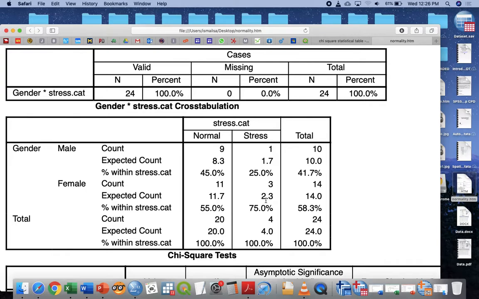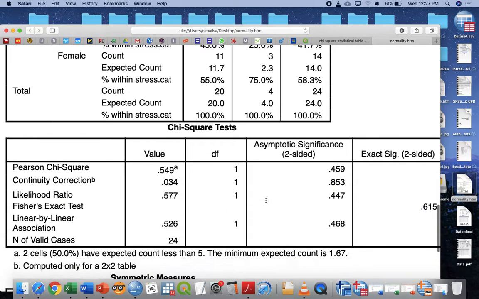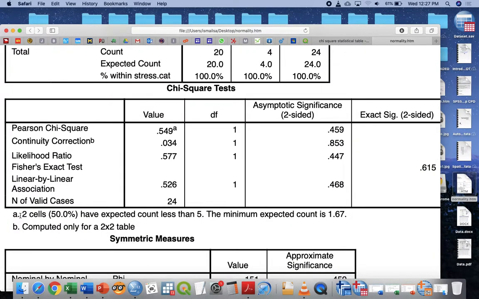How many expected counts less than 5? Why do you say 2? Because 2 cells. 1 cell, 2 cells. Yes, that's correct. 2 over 4. How many percent? 50%, right? 50% have an expected count less than 5. If you don't believe me, you go down here. You see, SPSS already tells you 2 cells, 50%, have an expected count less than 5. The minimum expected count is 1.67.